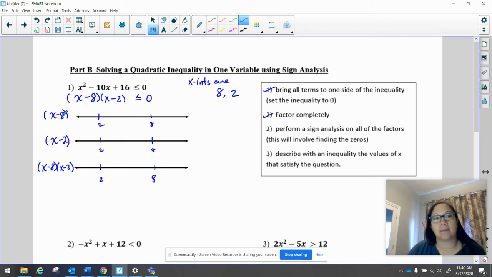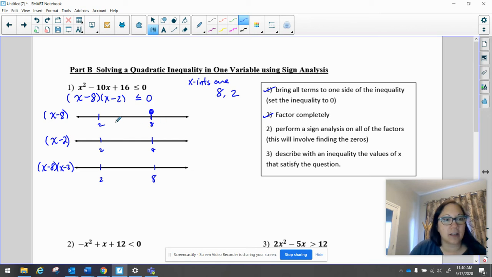So the question is, on this number line, if I have x minus 8, what is that going to do in terms of the signs if I put a different value of x in here? So for example, if I put 8 in here, 8 minus 8 would give me 0. So if I plugged in an 8, I would actually get an answer of 0. So I'm going to mark a 0 on there.